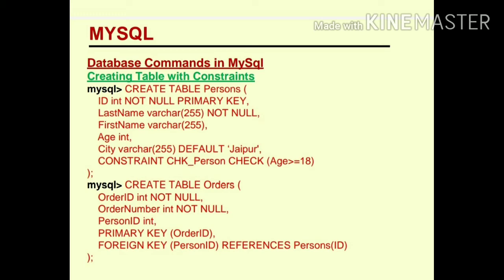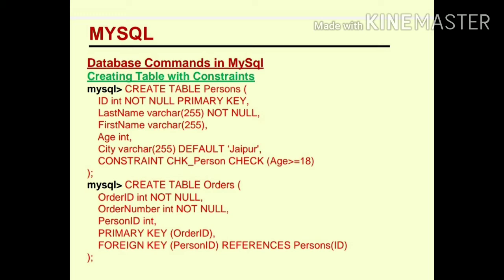Then comes foreign key. If you want to apply a foreign key, first you have to use the keyword foreign key. Now which column of the child table do you want to make a foreign key? Here I want to make person ID a foreign key. So I am writing the name of the child table's column, person ID. Now references. References means we want to refer to the parent table. What is the name of the parent table? Persons. What is the column to which I want to refer? It is ID. One more thing, person ID which is written in the bracket is from the orders table, and persons is the parent table and ID is its primary key column.